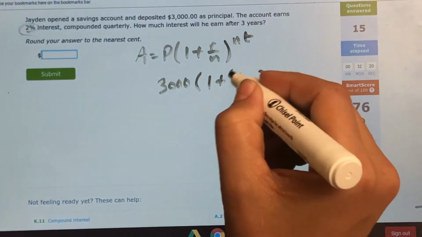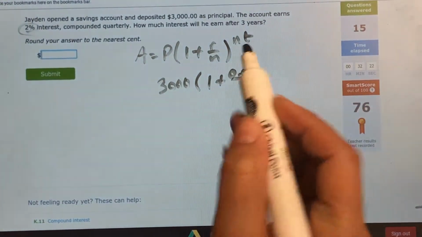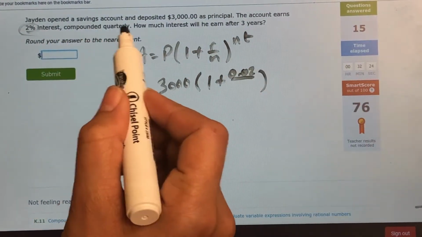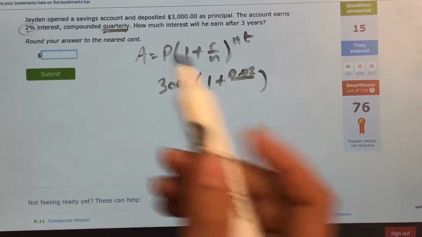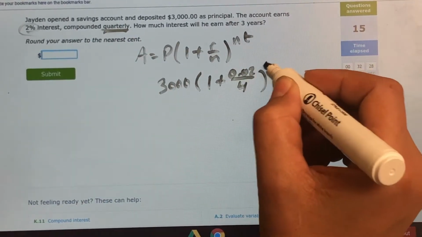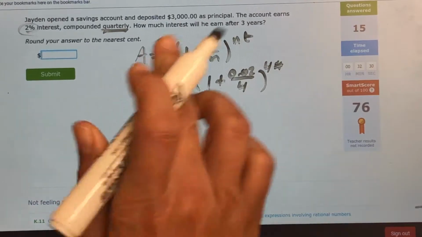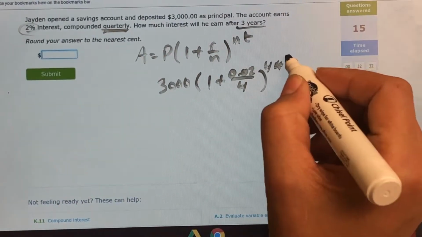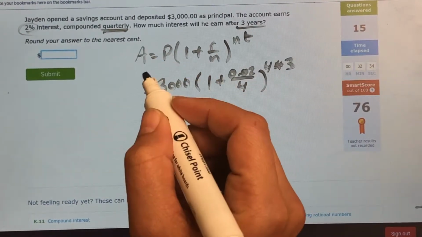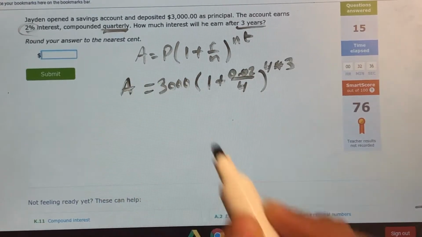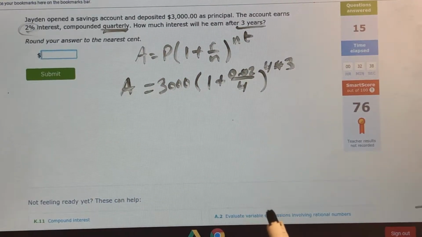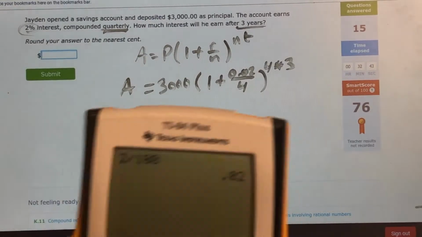So 0.02. The account earns 2% compounded quarterly. So how many quarters in a year? There are 4. So my N's are 4 times. How much interest will he earn after 3? So times 3. Okay, so then you just plug that into the calculator.